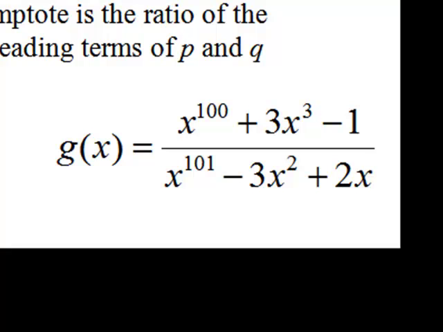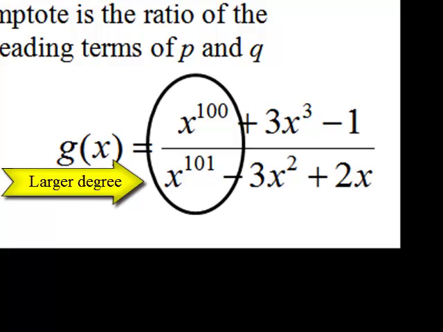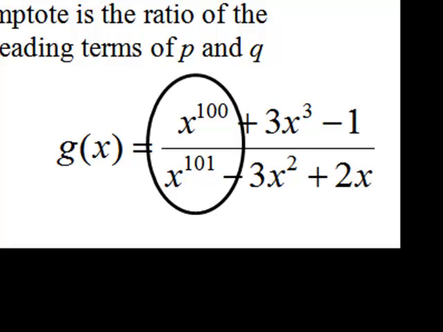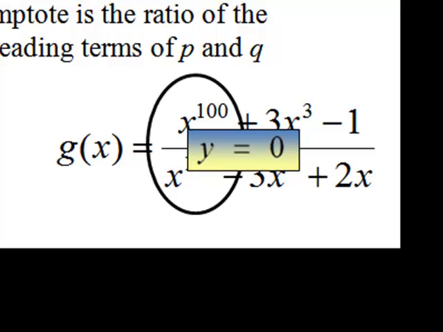Now over to g of x. First, let's identify the leading terms. Notice that the degree is larger in the denominator. It doesn't matter by how much. If it's larger in the denominator, it's automatic. The horizontal asymptote is y equals 0.